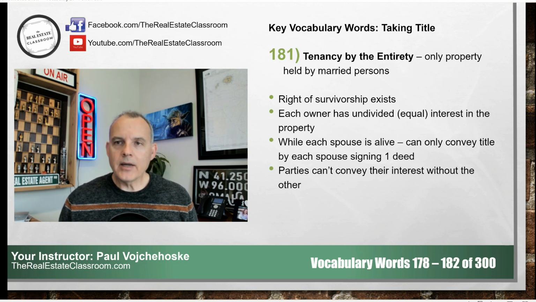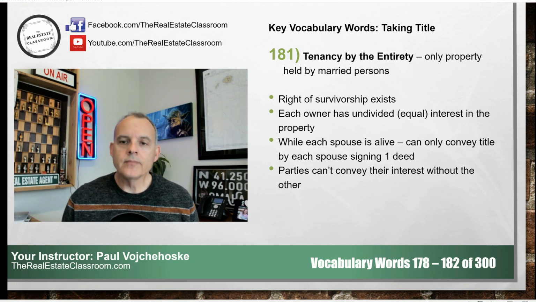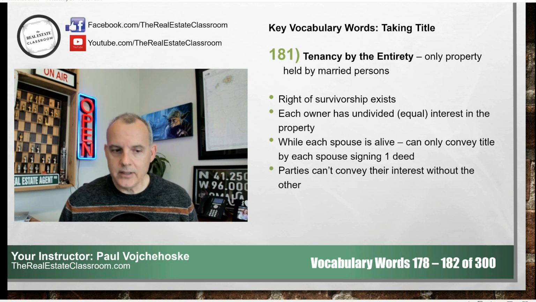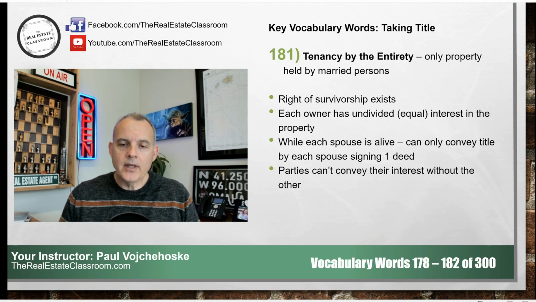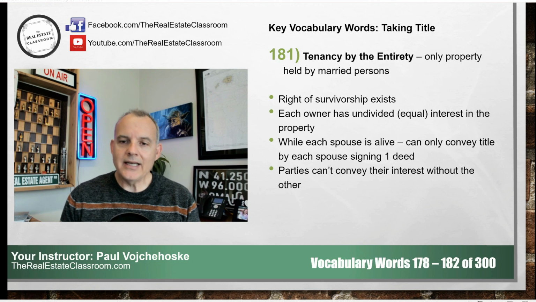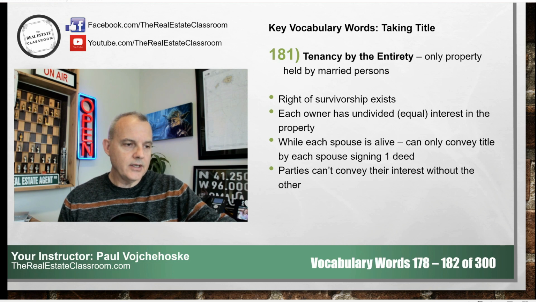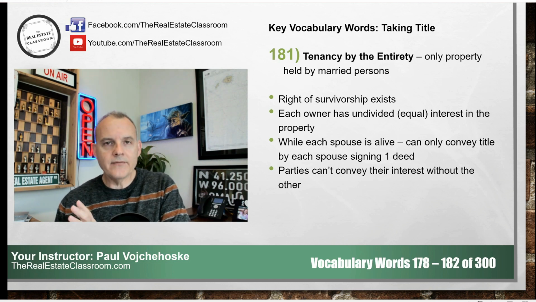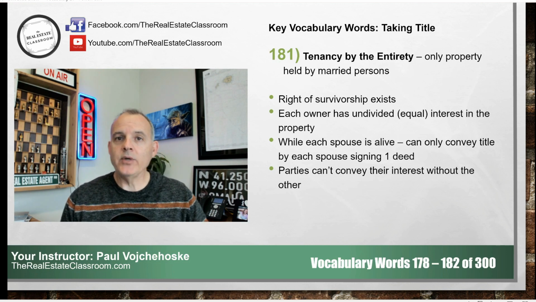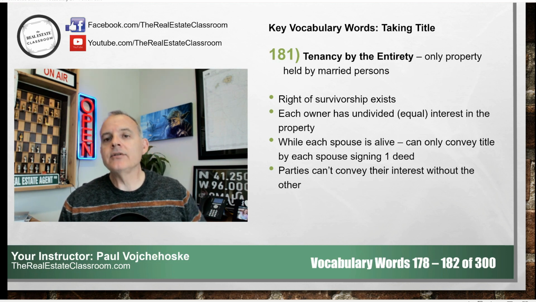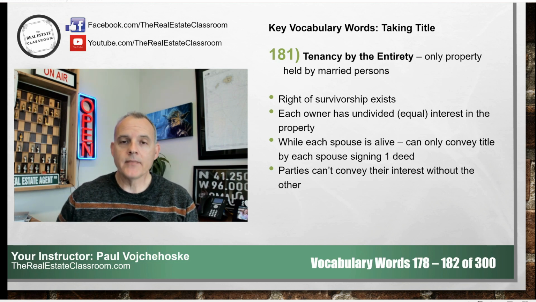All right, so let's say that my wife and I own this property and we hold title as tenancy by the entirety and we're going to sell it to you, then both of us have to sign the same deed. We could not sign separate deeds. And then the last thing is the parties cannot convey their interest without the other. I cannot convey my interest to someone else and my wife remain an owner. We can do that with joint tenancy and we can do that with tenancy in common, but we cannot do it by tenancy by the entirety. Simple little distinct difference there between tenancy by the entirety and joint tenancy.